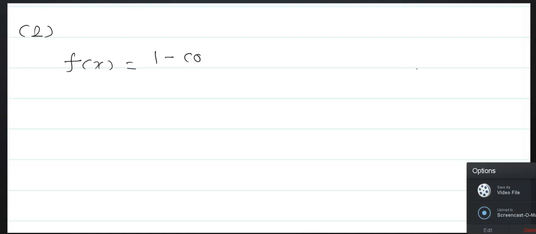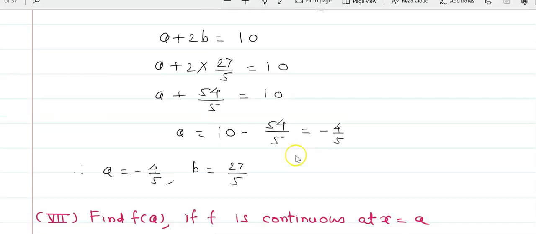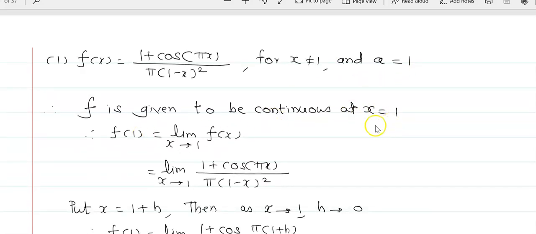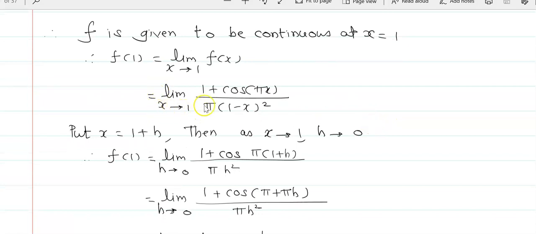The value of f(1). That is, we say that a is equal to 1, x equals 1. Now the next is, you see this again here. f(x) equals (1 plus cos pi x) upon pi (1 minus x) square at x equals a equals 1. What does this mean? x equals 1. Continuity at x equals 1: limit x tends to 1 of (1 plus cos pi x) upon pi (1 minus x) square.